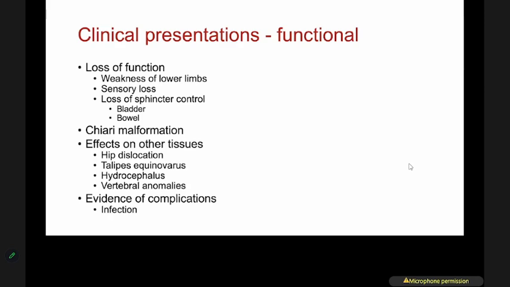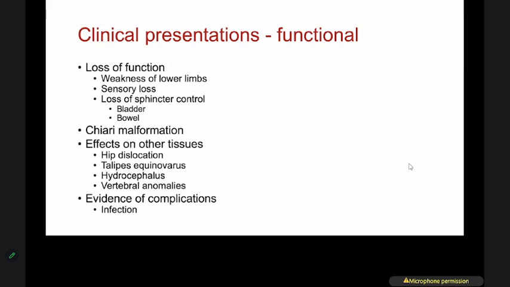Then you can also have effects on other tissues because not only your lower limbs, your hip muscles are weak, so you can have hip dislocation. If the lower lumbar nerve roots are affected with the upper sacral segments affected, you can have talipes equinovarus deformity. Then, because we link to your previous understanding, you can also have hydrocephalus as the presenting feature, and you can have vertebral abnormalities as well. Of course, they can present with evidence of complications as well. So they can be a portal for ascending infection.